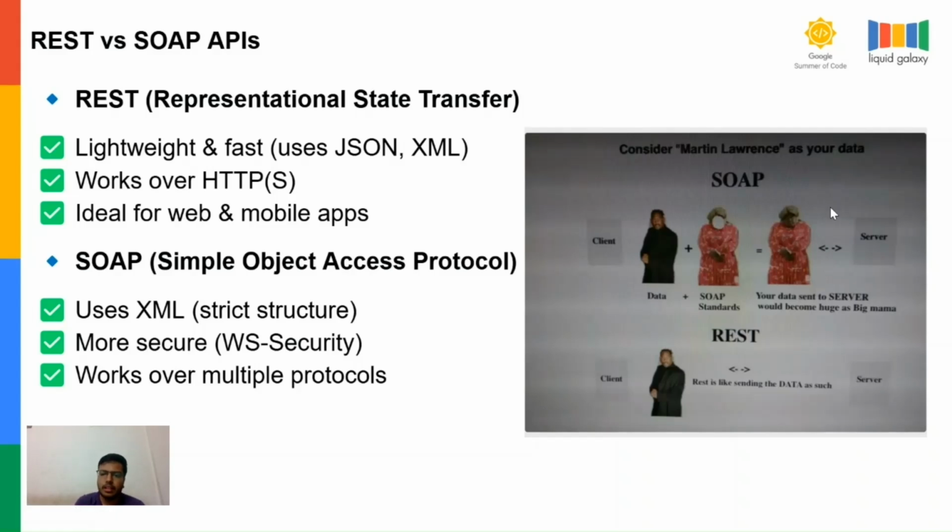You can see a particular joke about REST as well as SOAP APIs. You can consider Martin Lawrence as your data. The data is sent by the SOAP standards. As soon as the data and the SOAP standards are combined, the data is sent to the server and becomes huge, like Big Momma. In REST, the data is sent without any standards, so that the transfer can be seamless.